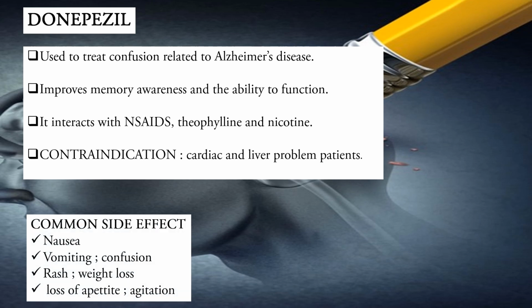And some of the common side effects of Tacrine and donepezil are nausea, vomiting, confusion, rash, weight loss, loss of appetite, and agitation.